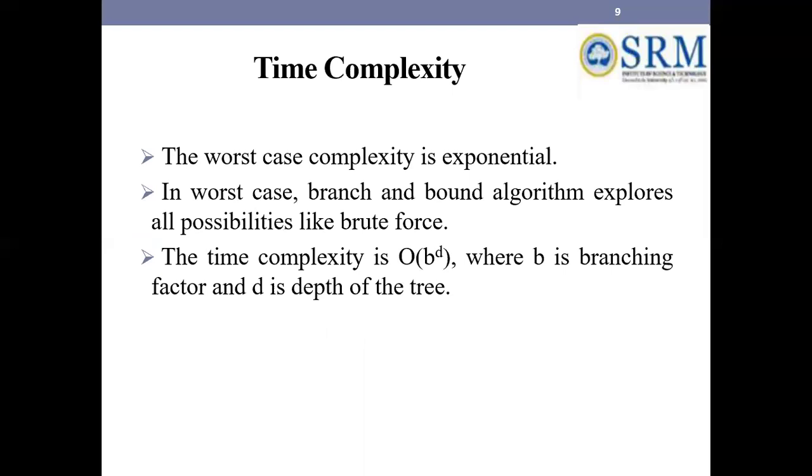And the main thing is time complexity. The worst case is exponential, because it explores all possibilities at each level. So the time complexity is order of b power d. What is b? b is the branching factor. The number of branches at each level is called the branching factor. What is d? Depth. The number of edges between the root node and the leaf node is called the depth of a tree.